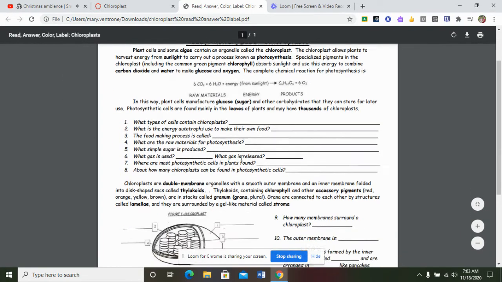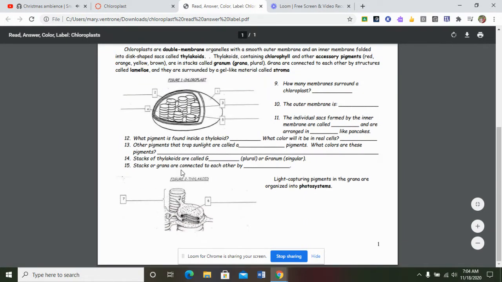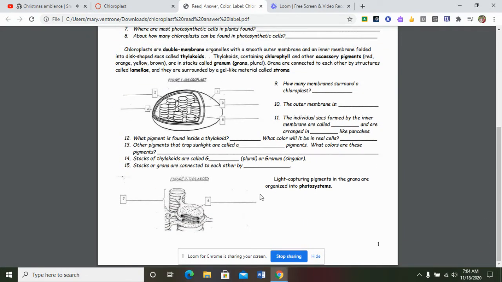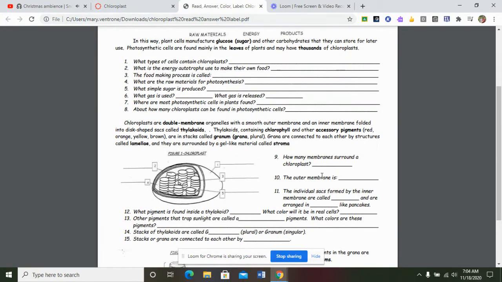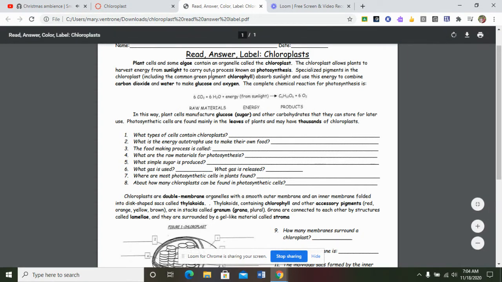On here, I know you're not going to be able to actually label things, and that is fine. I'm not looking for you to label it. I am only looking for you to answer the questions. So there are 15 of them. And you're going to be able to use the reading to help you answer these questions. So if you notice up here at the top, there are some bolded words, and that is going to help you with these questions down here.